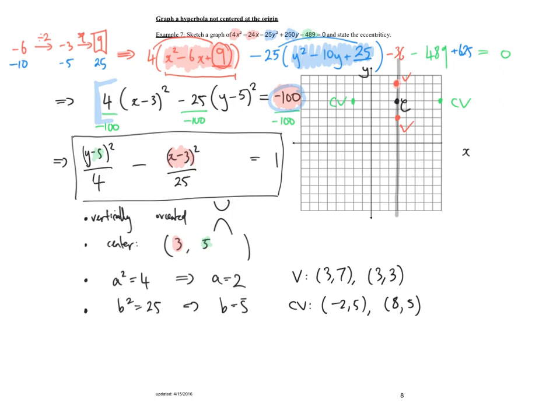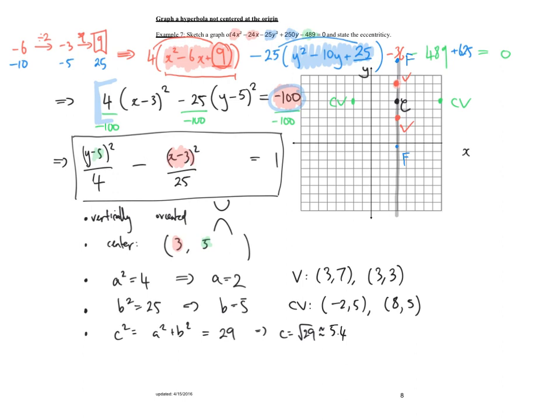What about our focus points? Well, we need to find c. c squared is a squared plus b squared. If we substitute in, we get 29. Therefore, c is root 29, which is roughly 5.4. So I want to go a little bit more than 5 units vertically above and below the center. So that would be 1, 2, 3, 4, 5, a little bit more for that focus, and then 1, 2, 3, 4, 5, eek, I've run away, but that's okay. Something like that for our other focus.